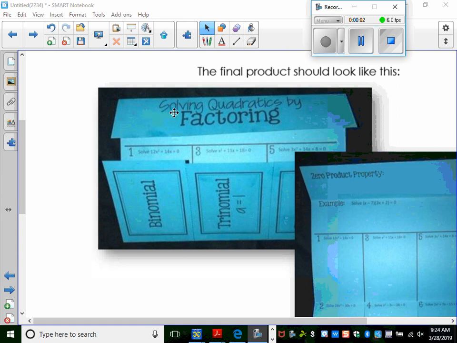All right, so it says solving quadratics by factoring. So if you want to fold it, you can. If not, you can just leave it like it is. Okay, that's totally up to you.